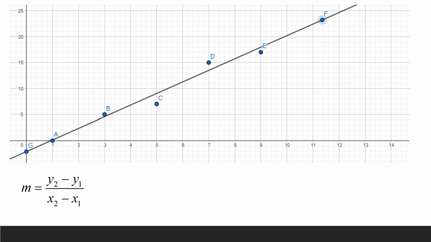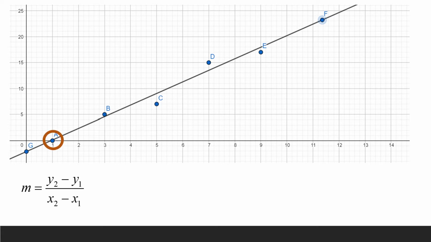Now if we want to find the slope of this line, there is an equation to do that. So the slope is y2 minus y1 divided by x2 minus x1. So in order to find the slope, you need 2 points. But you don't want to actually choose the data points. You want to choose points that are on your actual line of best fit.